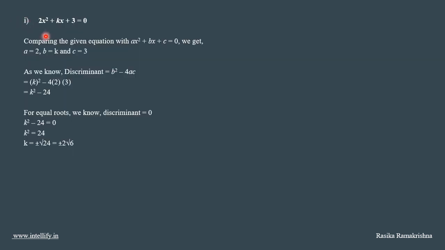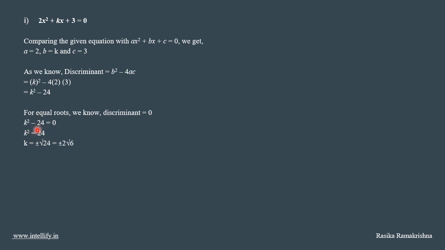Alright, so in the first subdivision, we have 2x square plus kx plus 3 equal to 0. Comparing this with ax square plus bx plus c equal to 0, we have a equal to 2, b equal to k and c equal to 3. We've got to find the value of k for which the discriminant b square minus 4ac is equal to 0. So we have k square minus 4 into 2 into 3 equal to 0, so k square minus 24 equal to 0.